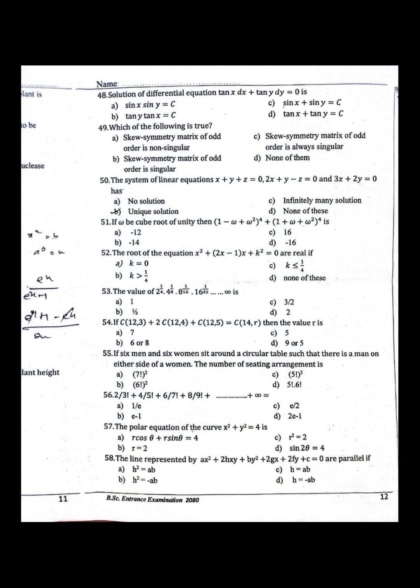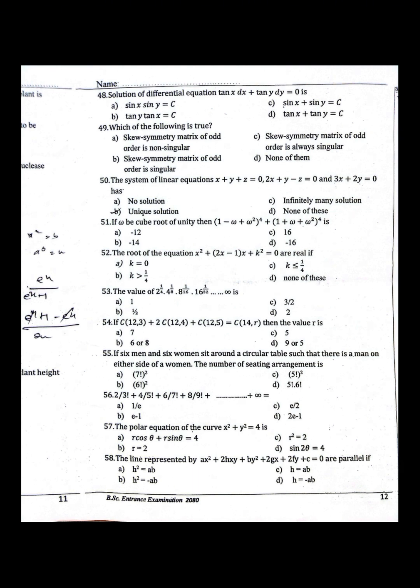54. If 12C3 plus 2 into 12C4 plus 12C5 equal to 14Cr, then the value of r is A. 7, B. 6 or 8, C. 5, D. 9 or 5. 55.